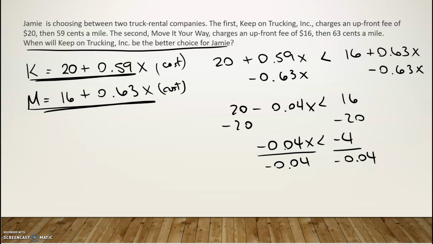Now when I divide by a negative and I have an inequality, that's going to flip. So it's going to be x greater than, and this comes out to be 100. Okay, now remember x was for every mile. So that means if Jamie drives over 100 miles, that's when the Keep on Trucking Inc. is going to cost less than the Move It Your Way company. So that would be your final answer right there.